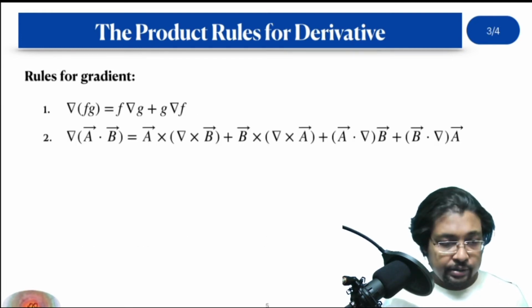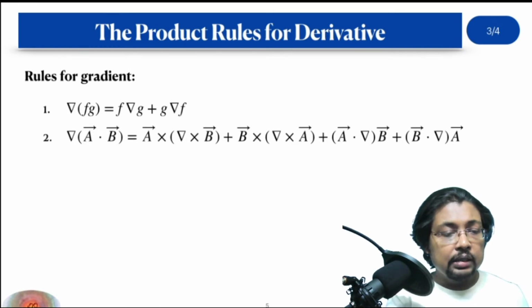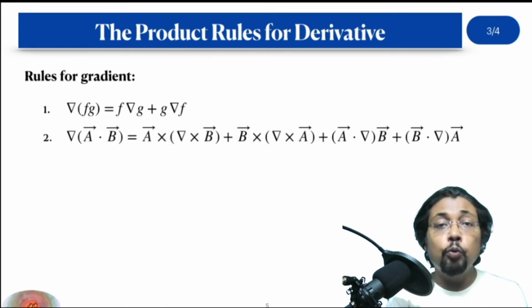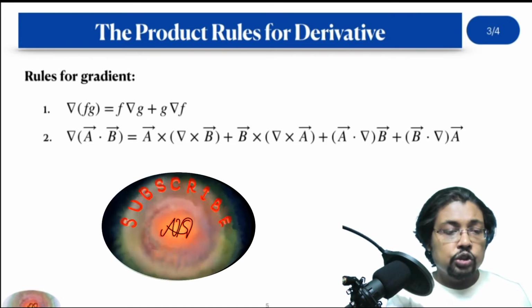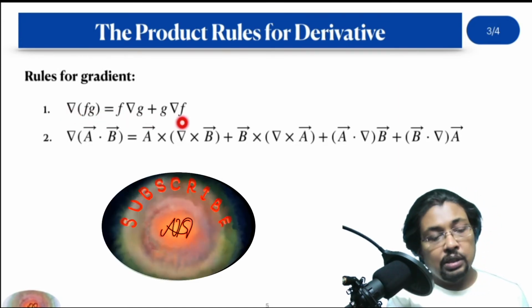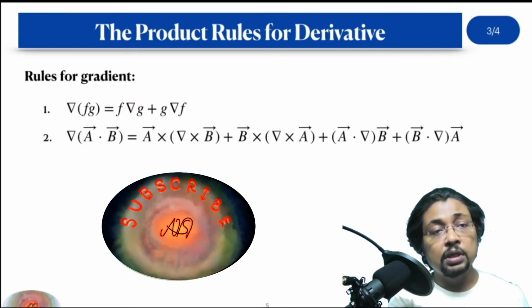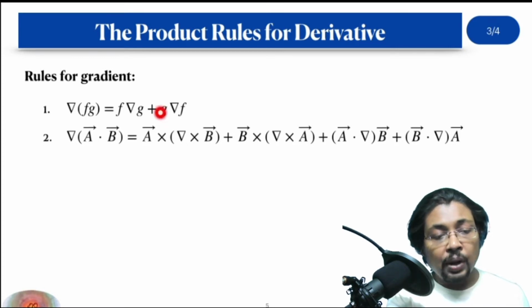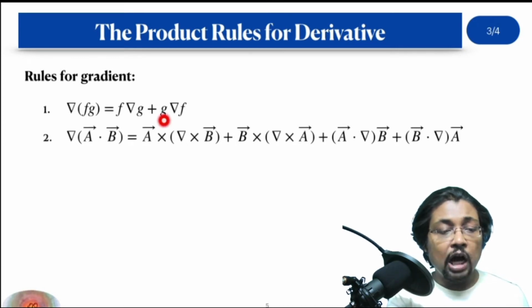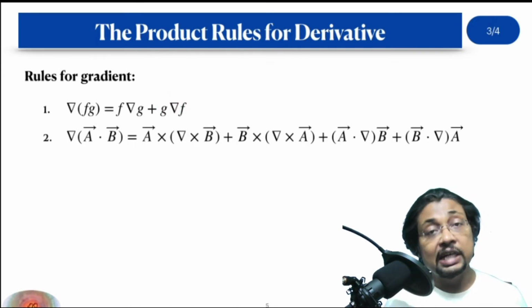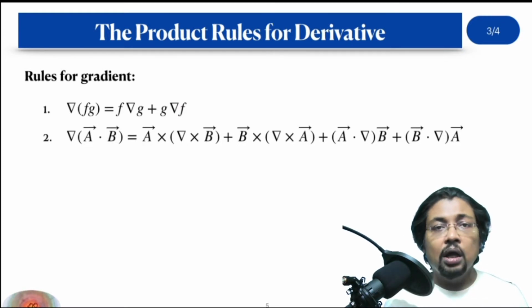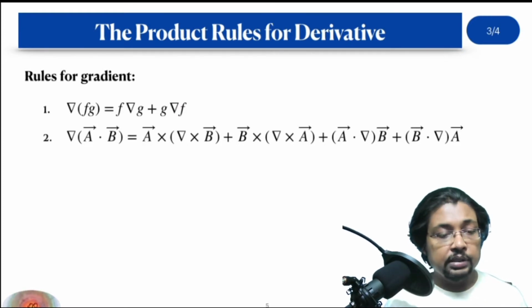The rules for the gradient. Here, the gradient you have applied over the product of two scalar functions. So these rules you are familiar with in case of the one-dimensional derivative. That means first this gradient will be operated over a function when the other function must be considered as a constant, plus the first function will be taken out from this operator by considering it as the constant, and this operator will be operated on the second function. This is the same rule that you have used in your school level mathematics.